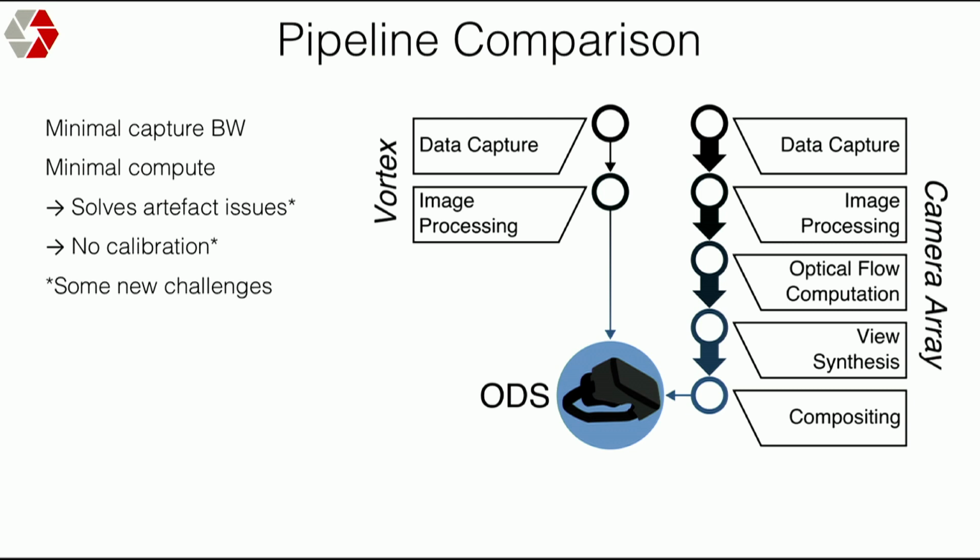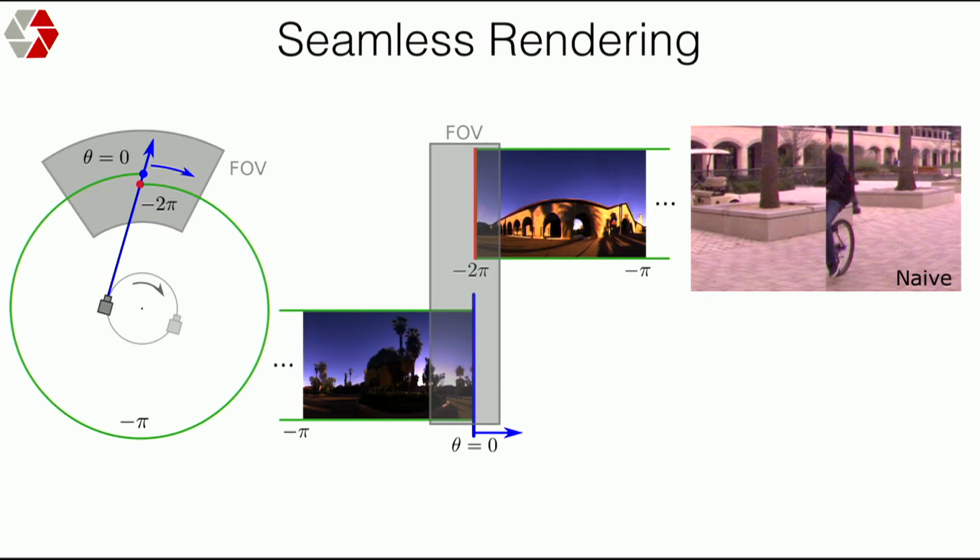But this introduces some new challenges that I'll talk about right now, as well as a new design space that we have to work within. So the first challenge that we encountered was we saw seams in our output frames, kind of like the one you see here. And if you think about it, it's actually pretty obvious as to why that is. We essentially implemented a big rolling shutter with this continuously rotating camera.